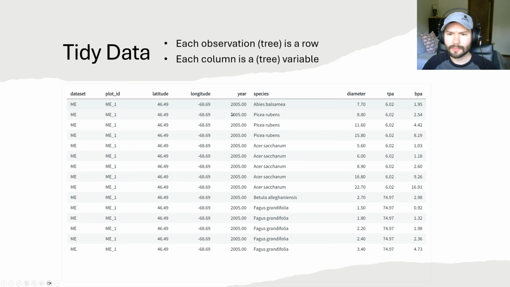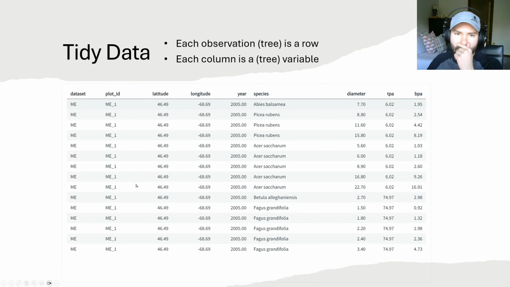We can see here on this plot, it has a balsam fir with a diameter of 7.7 inches, trees per acre of 6, and a basal area per acre of 1.95. So on this plot, each row is an individual tree. So we have a balsam fir, a red spruce, a sugar maple, a yellow birch, and a couple American beech.